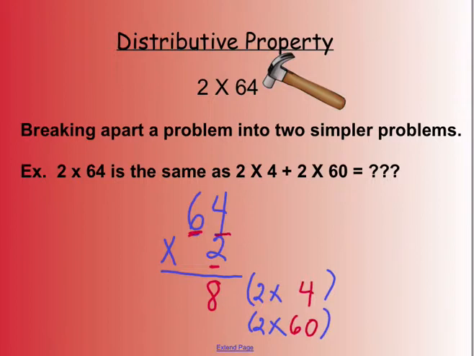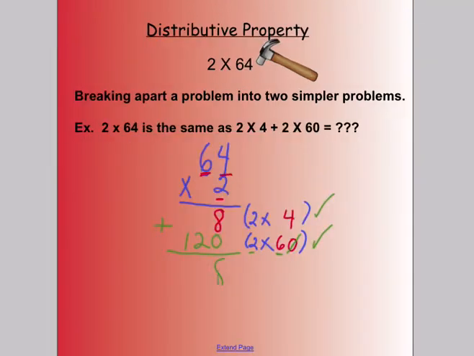When you have a single-digit multiplier and you're looking at a double-digit multiplicand with a 0, you look for the BF, the basic fact. So I know that 2 times 6 is 12, and then I tack on my 0. So now I have an addition problem. I'm adding two groups of 4 to two groups of 60. So my answer is 128. So what we know is that two groups of 64, if I had 2 bags of Jolly Ranchers and there were 64 in each bag, I would have a total of 128 Jolly Ranchers.